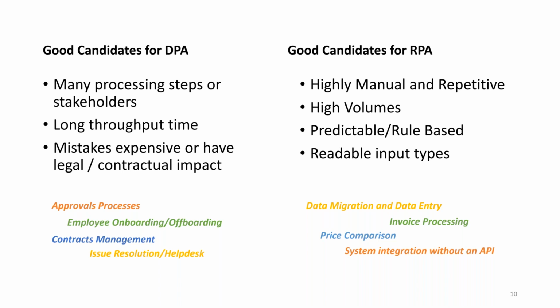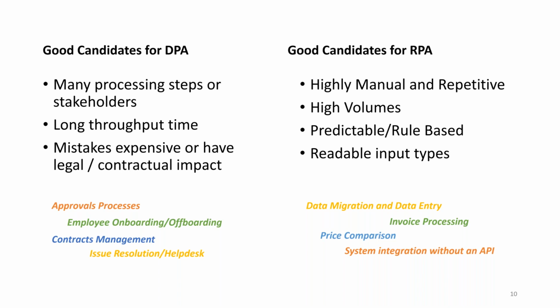And very typically, the kind of things that we see for DPA over and over are approvals processes, like approving expenses and purchase requisitions and loan applications and things of that nature. Employee onboarding, offboarding, that's an incredibly common one that we work on quite a lot. Contracts management, issue resolutions, and help desk. All these are examples of things that are automated using DPA.